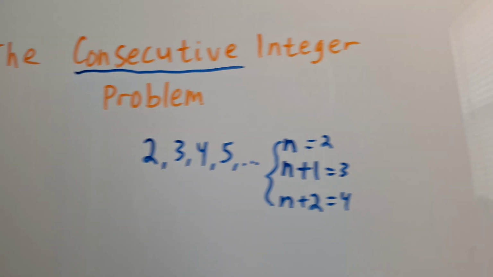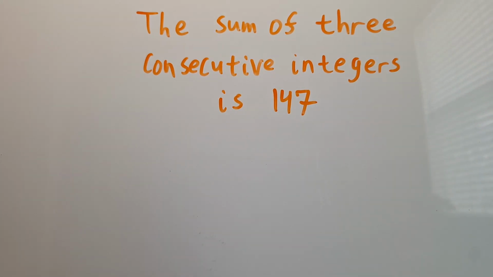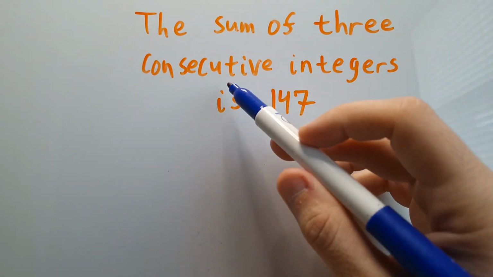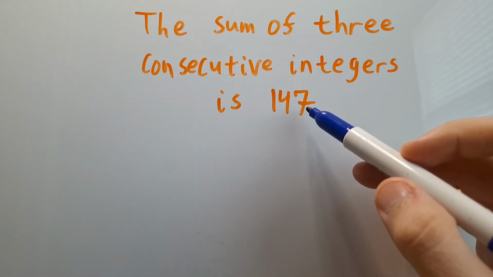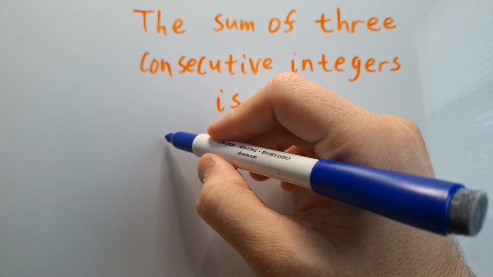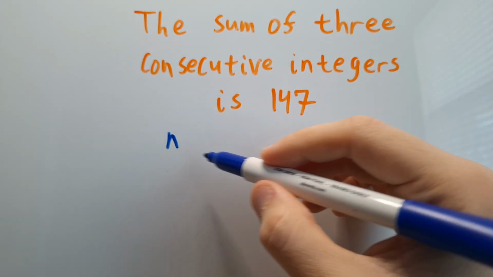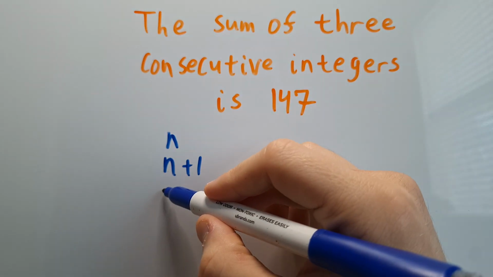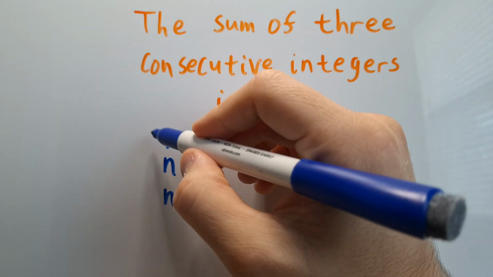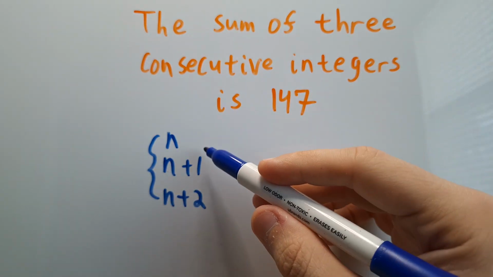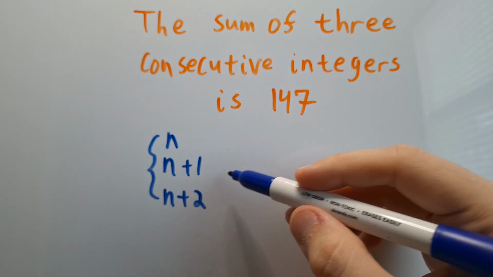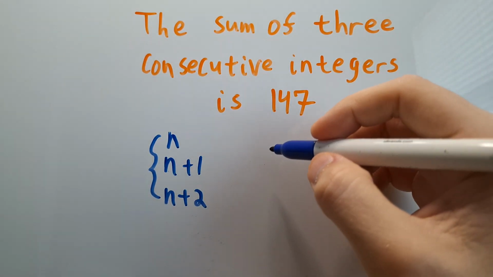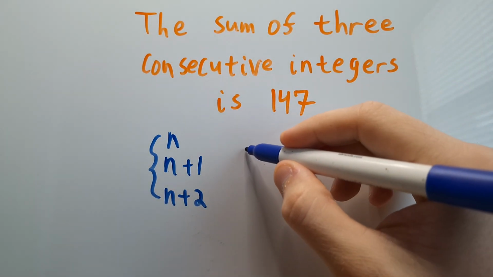But let's look at one first, where we deal with consecutive integers. So here it says the sum of 3 consecutive integers is 147. We'll say n is the first integer, n plus 1 is the second, and n plus 2 is the third. Here's our initial setup for this problem. Now it says the sum of these 3 consecutive integers, so we have to write them out by adding them up.